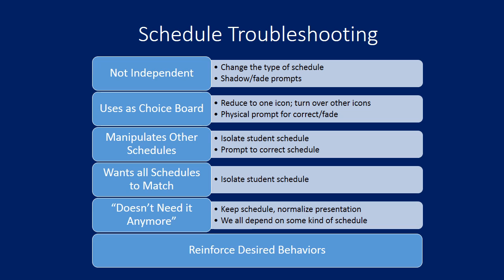If your student uses the schedule as a choice board, reduce the schedule to one icon, turn over other icons, or try using a physical prompt for the correction and then fade the prompt. If your student manipulates other schedules, isolate the student's schedule to reduce access to other schedules. You can also prompt to the correct schedule. If your student wants all schedules to match, you may choose to isolate the student's schedule. If you think the student doesn't need it anymore, keep the schedule and normalize the presentation.